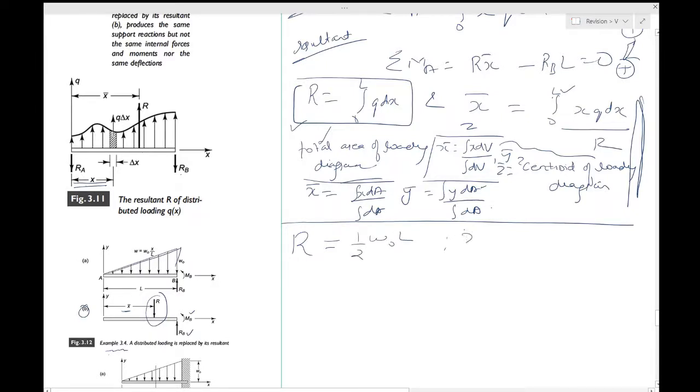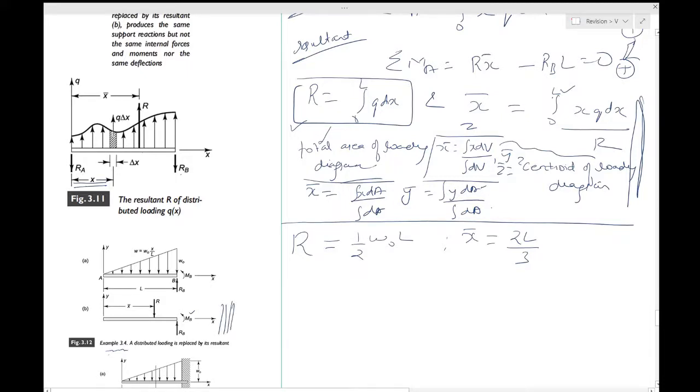Similarly, x bar is the centroid of this triangle, which is 1/3 from the base and hence 2/3 from this end. Okay, so the centroid is 1/3 from the base and hence 2/3 from this part. So that is what we have written over there. And the external supports RB and MB can now be found easily.